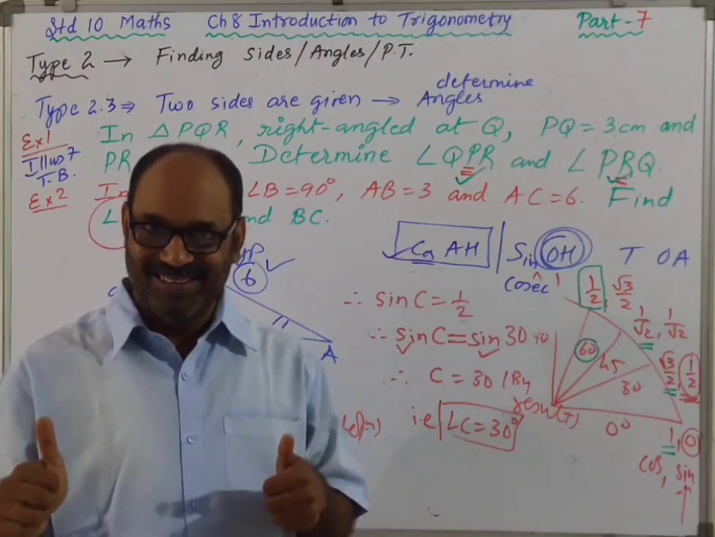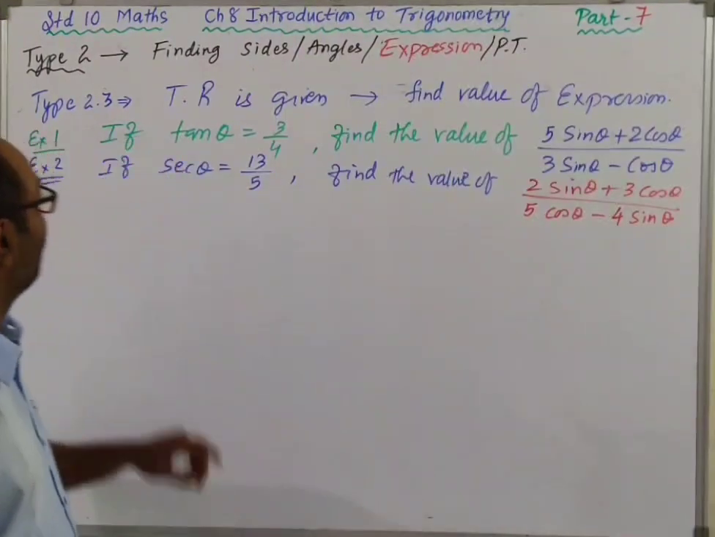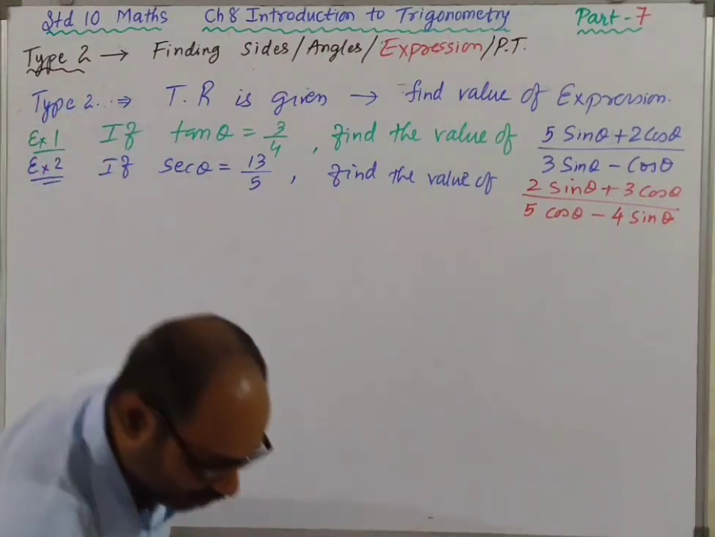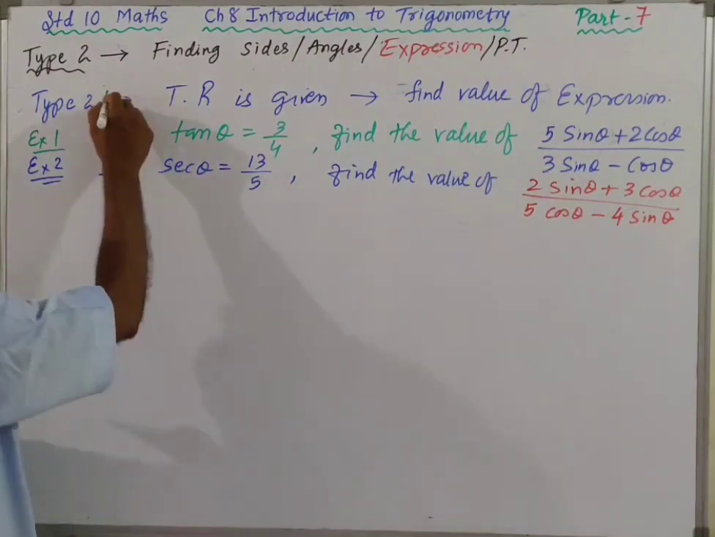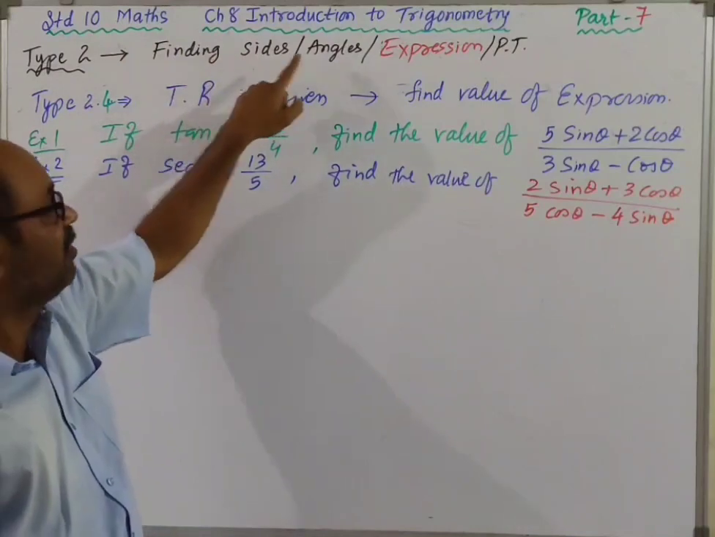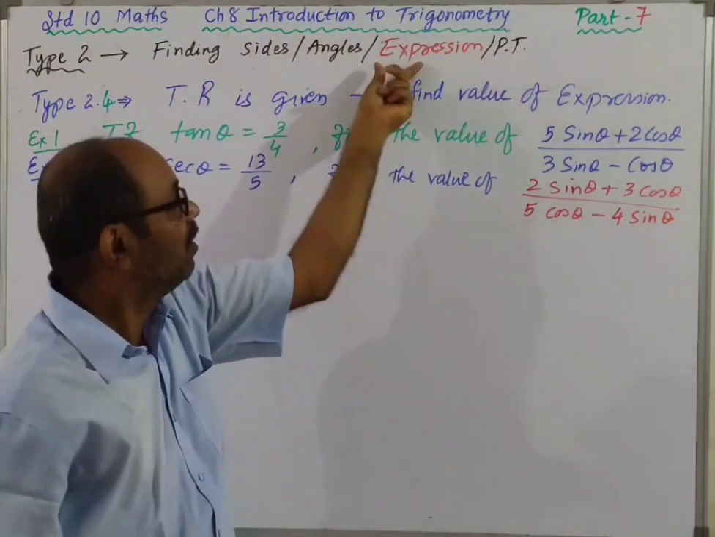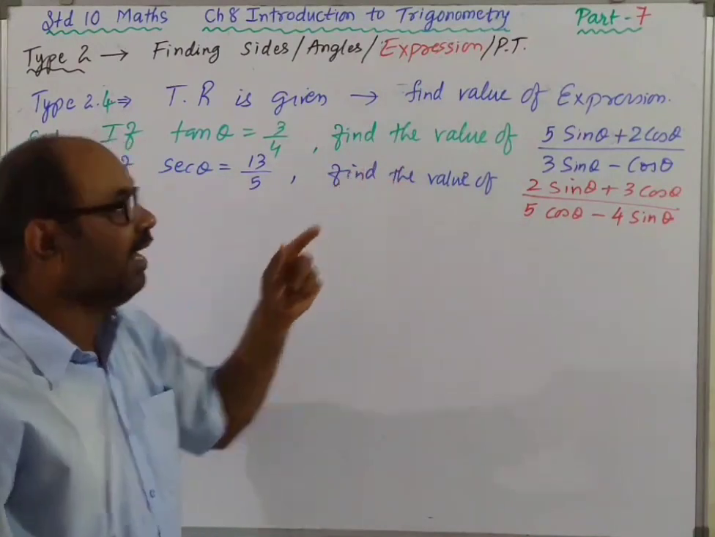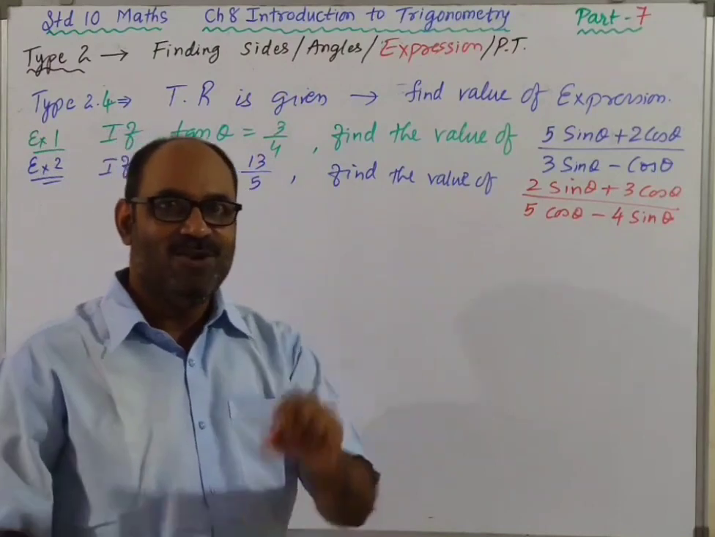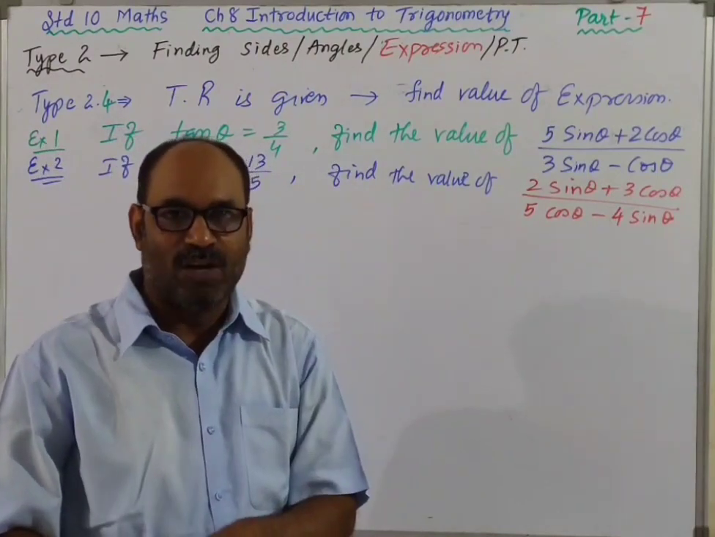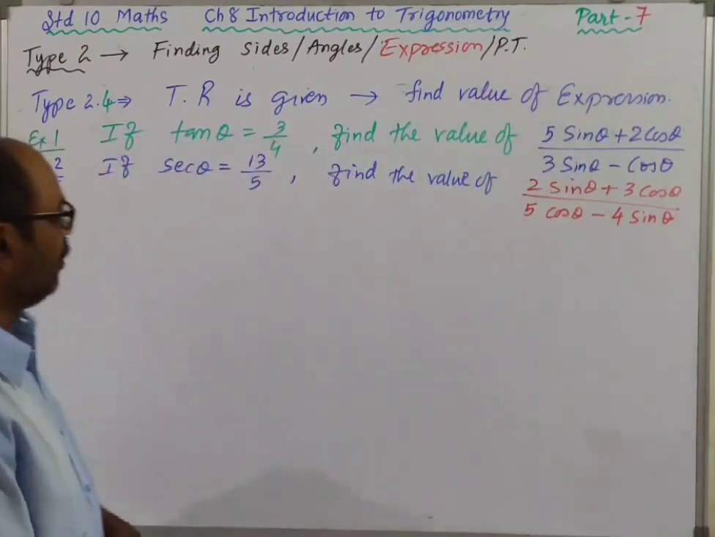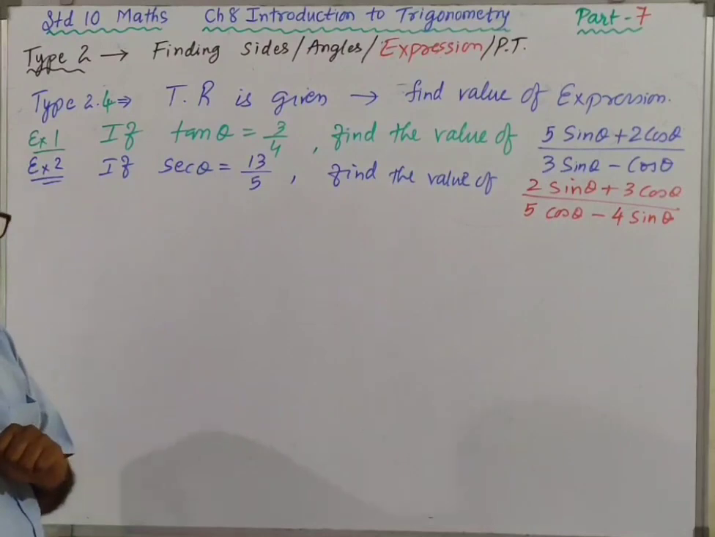Alright, good. So alright children, we move on to the next type, type 2.4 now. I have added here, in type 2, finding sides, angles and prove that. Here there is an expression also. So see here, type 2.4: a trigonometric ratio is given. You are given one trigonometric ratio, the value out of 6, and you have to find the value of an expression. I have taken two examples here. Let's see the first one.